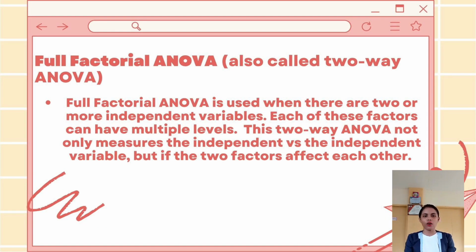Full factorial ANOVA, also called two-way ANOVA. Full factorial ANOVA is used when there are two or more independent variables. Each of these factors can have multiple levels. Full factorial ANOVA can only be used in the case of a full factorial experiment, where there is use of every possible permutation of factors and their levels. This two-way ANOVA not only measures the independent variables versus the dependent variable, but also whether the two factors affect each other.